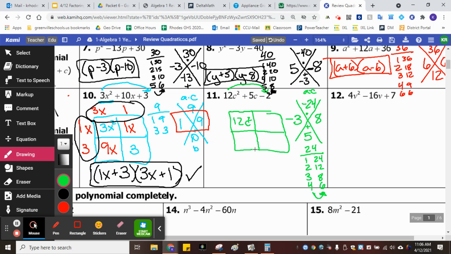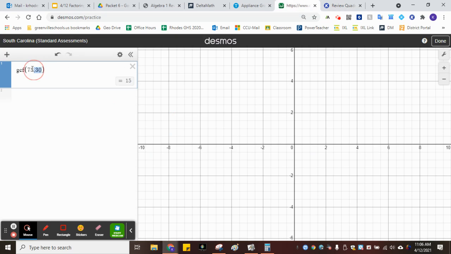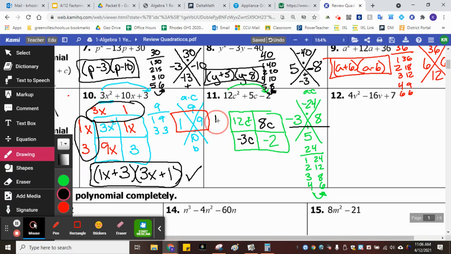12c squared goes up top, negative 2 goes on bottom, and then you use the numbers you chose in the middle. Negative 3c and 8c. Oops, I'm sorry, we're on c in this one. Greatest common factor between 12 and 8, you can go back to your calculator, is 4. And they both have 1c in common.